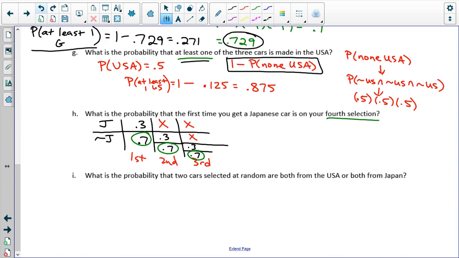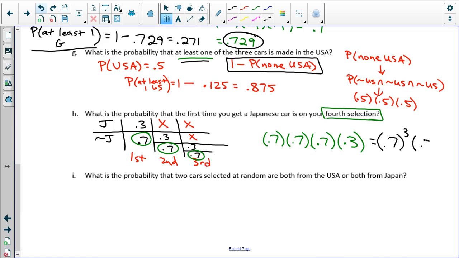So that means that the first selection was not Japanese. The second selection was not Japanese. The third selection was not Japanese. My fourth selection is Japanese in this problem, so I'm going to figure out the probability that this occurs. That would be 0.7 to the third power times 0.3. So that ends up being 0.1029.